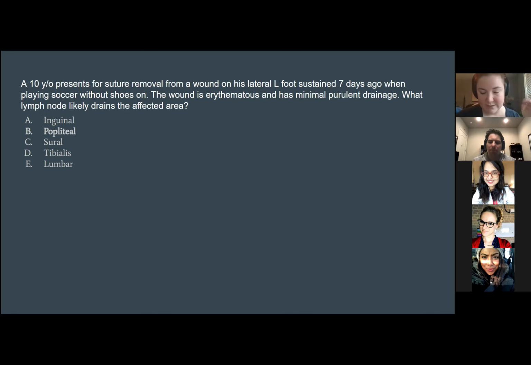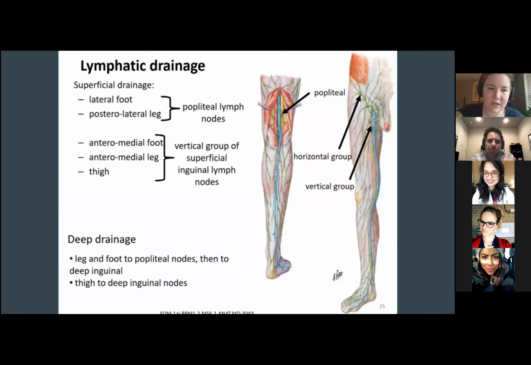Okay, so this one is popliteal. Now the lower limb gets kind of weird with some of the lymph drainage, so please make sure that you understand where it goes to. Again, it's the first lymph node, the sentinel lymph node, that we're referring to in MSK. They are not going to ask you the course of it, just the first lymph node.